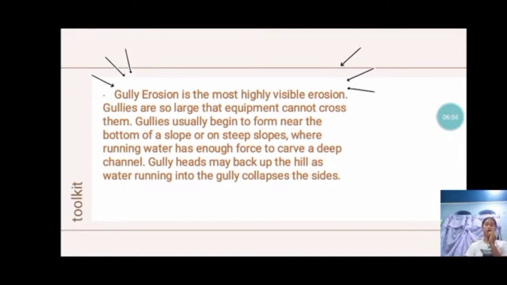Gully erosion is the most highly visible erosion. Gullies are also large, and equipment cannot cross them. Gullies usually begin to form near the bottom of a steep slope, where running water has enough force to carve a deep channel. Gully heads may back uphill as water running into the gully collapses the sides.